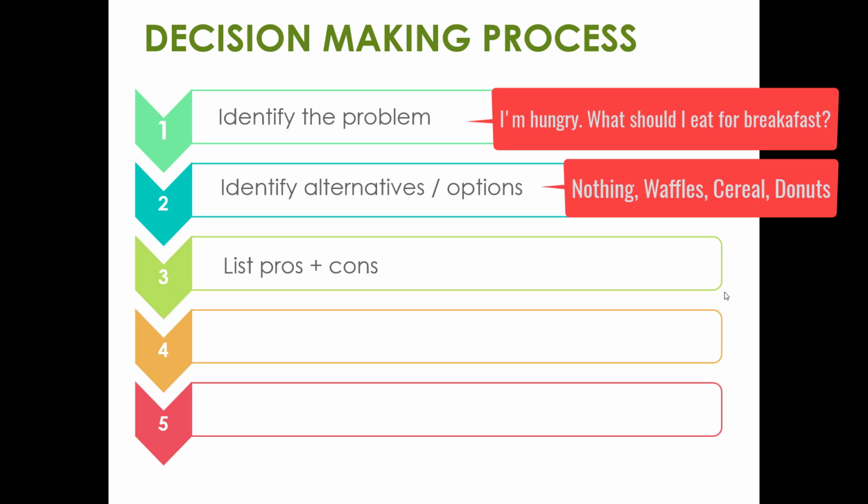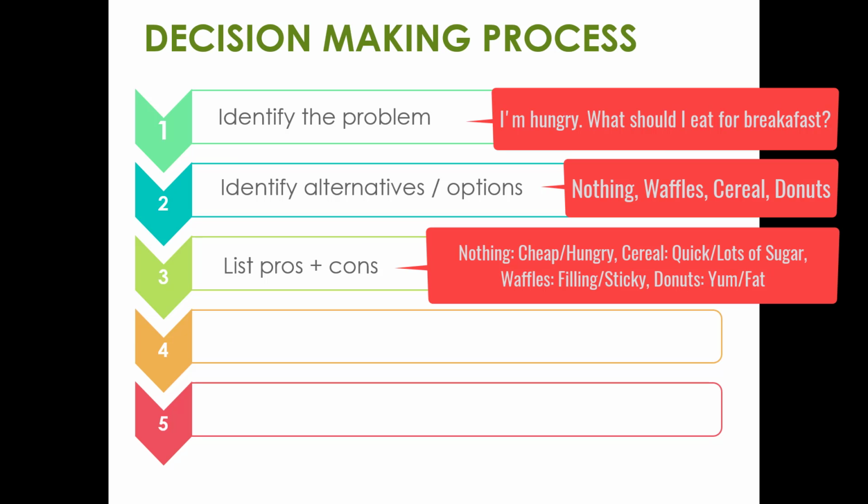The third thing is to list the pros and cons of each of those alternatives or options. So, well, if I don't eat anything, that's really cheap, but I'm going to be hungry. If I eat cereal, it's quick and easy, but maybe it's got a lot of sugar. If I eat waffles, that's nice and filling, but the syrup could get sticky all over my hair. If I eat donuts, it's super sweet. It's my favorite breakfast food, but I'm going to gain a bunch of weight from the donut calories. So I'm listing the pros and cons of my options.